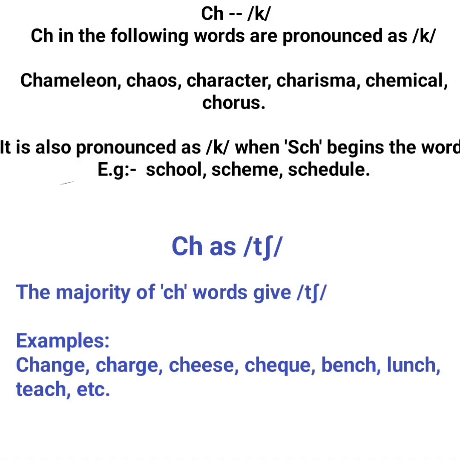CH gives the K sound in the following words: CH is pronounced as K, like chameleon, character, charisma, chemical, chorus. It is also pronounced as K when we have SCH beginning a word, like school, scheme, schedule.